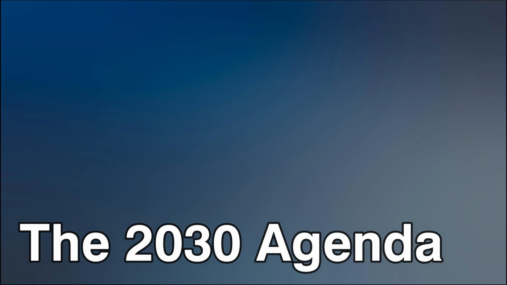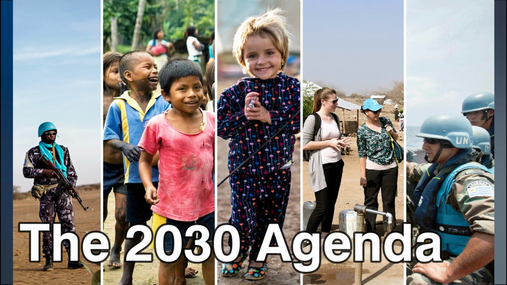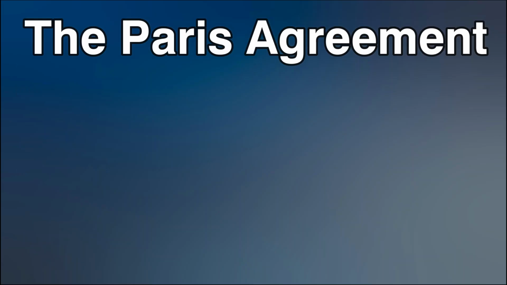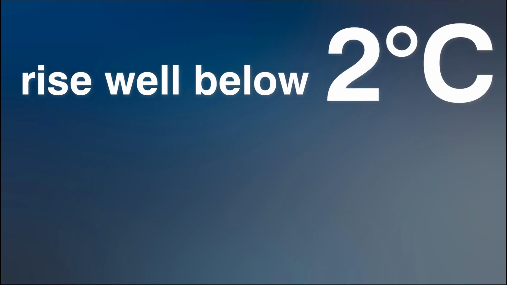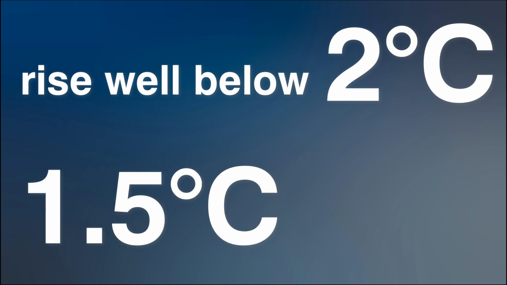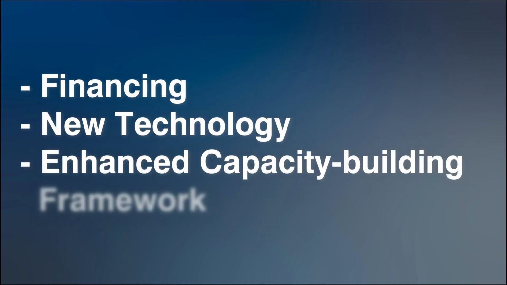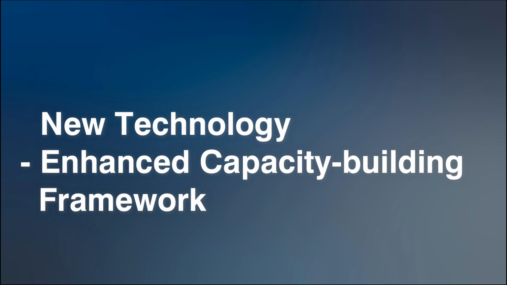Now, the 2030 Agenda was inspired by the success of the MDGs. It aims to end poverty, zero hunger, quality education, gender equality, sustainable cities and communities, and more. Lastly, the Paris Agreement has the central aim to strengthen the global response to the threat of climate change by keeping the global temperature rise well below 2 degrees Celsius above pre-industrial levels or even below 1.5 degrees Celsius, with the help of financing, new technology, and an enhanced capacity building framework.